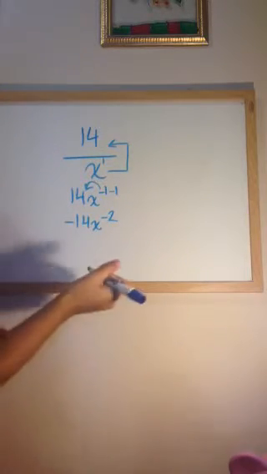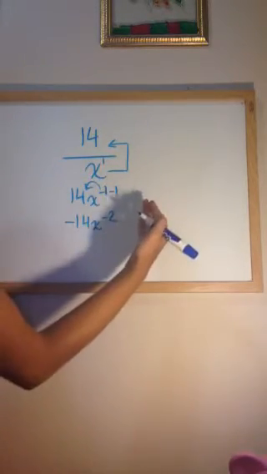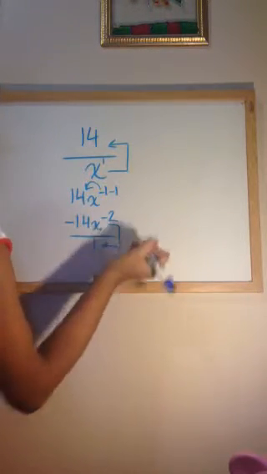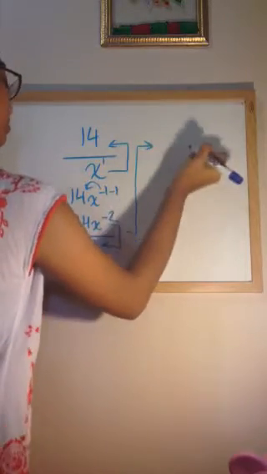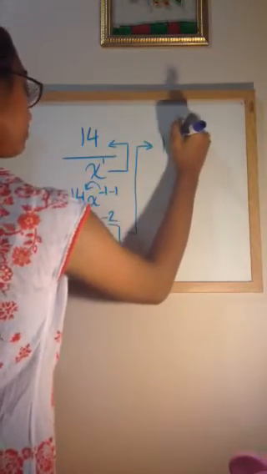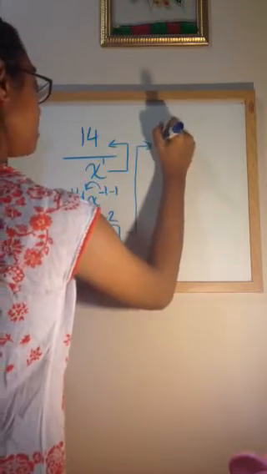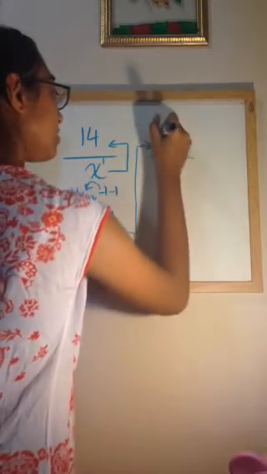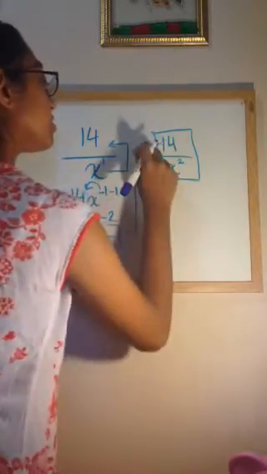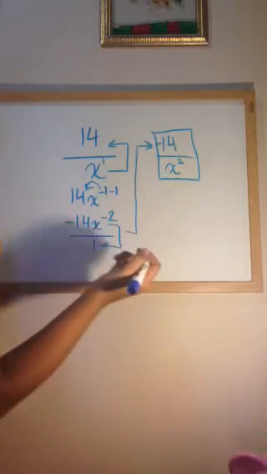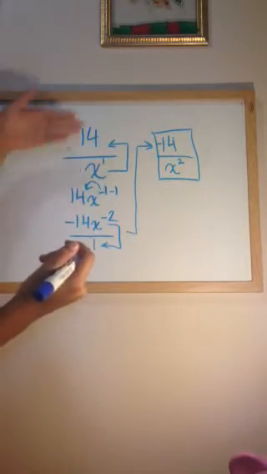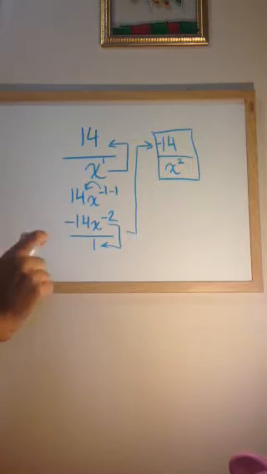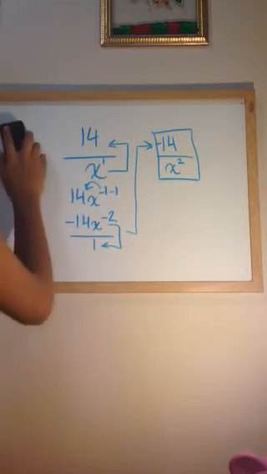But you're not done yet. You've got to simplify this and bring x to the negative second back down to the denominator. So over 1, bring it back down, and you get negative 14 over x to the second, and that is your derivative. It's another rather simple one. You've just got to remember that when it comes up, it's negative, and then you've got to bring it back down. So there you go. That's one example.